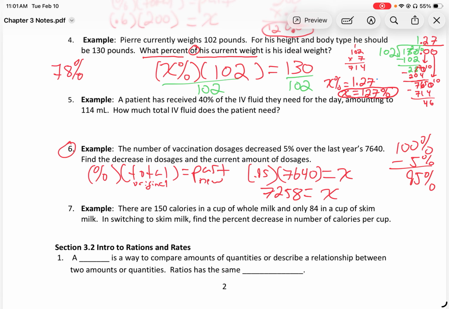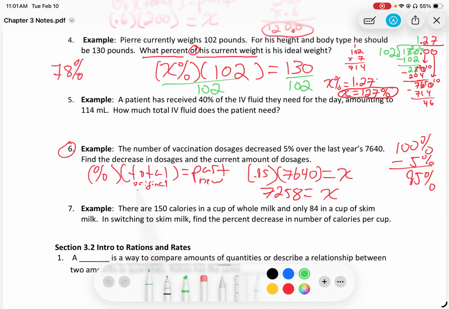All right, so we will continue going through some of these notes, trying to use our percent times a whole is equal to the part. Or as we saw in that last example of class, sometimes we can think of it as the percent times the original is equal to the new.